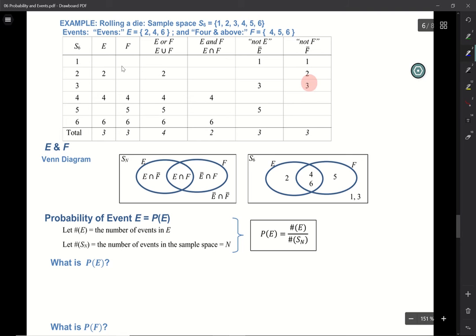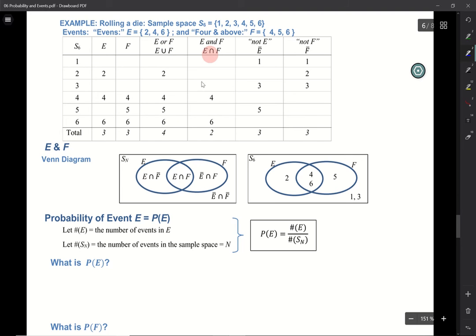Okay, and so here it's kind of easy to see E or F, or the union, right? Because the 4 is in both, so it's there. 5 is in F, so it's in their union. And then 6 is in both of them, so clearly it's there. And so by having the table, you can easily see E or F. Right? And so 1 is not in E and it's not in F, so it's not in E or F. 3 is not in E, it's not in F, so it's not in E or F. Right? But basically, if it's in either, or if it's in both, clearly it's in their or, in their union. Okay.